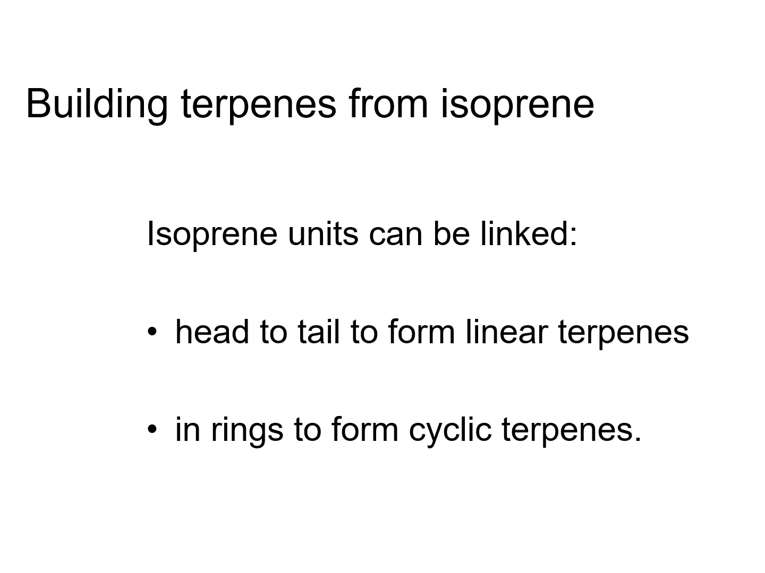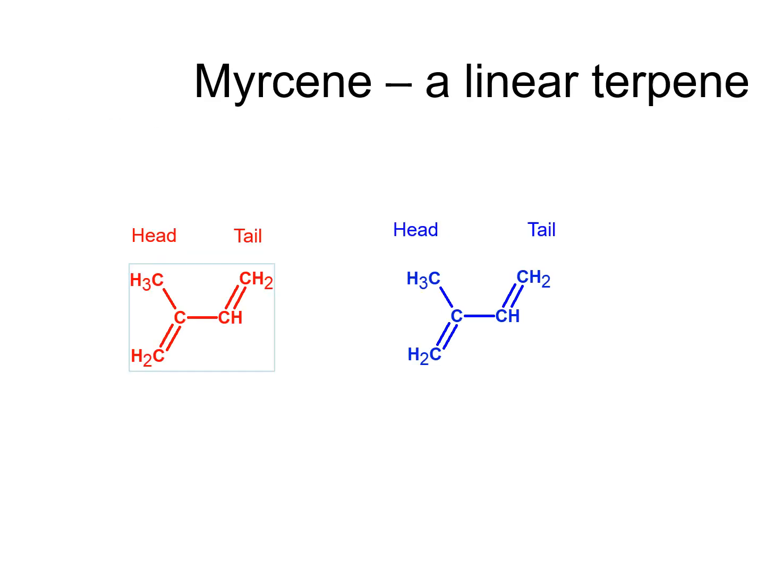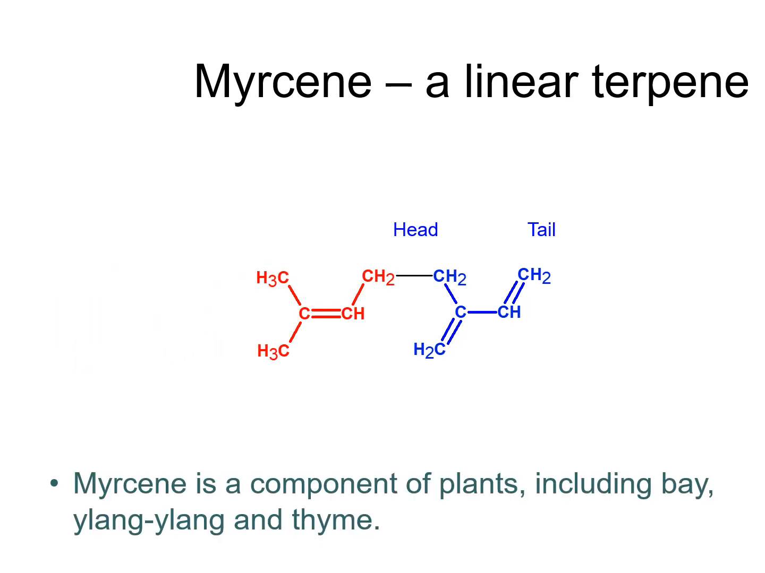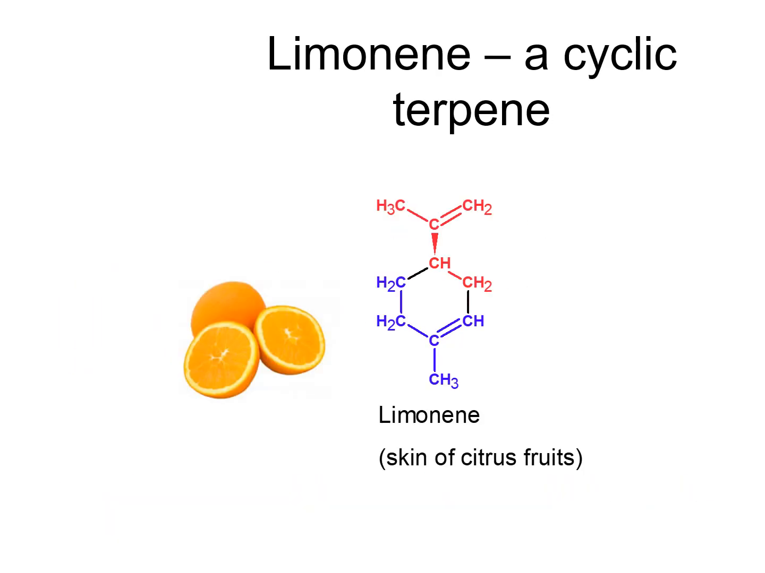Isoprene units can be linked head to tail to form a linear terpene, or in a ring to form a cyclic terpene also. So terpenes can be either cyclic or acyclic, which can be made from isoprene. Myrcene is an acyclic terpene. In all cases, the head to tail combination of isoprene units leads to these products.